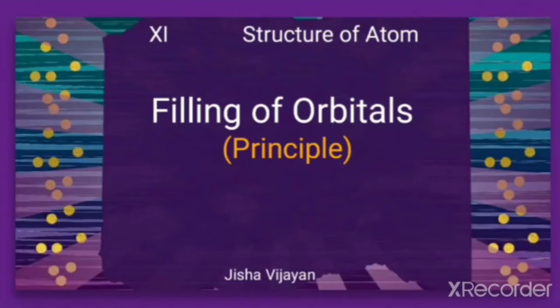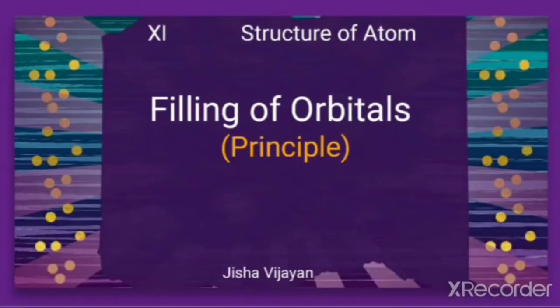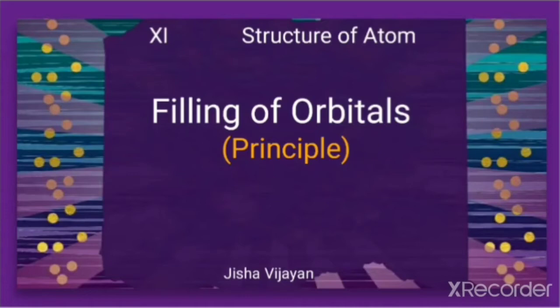Students, as we discussed about orbitals, which are 1s, 2s, 2p, 3s, and so on. But after the discussion of orbitals, we need to discuss how these orbitals are filled. That means how the electrons are filled in these orbitals. For this, some principles are used in order to fill the orbitals with electrons. So we need to discuss these principles. So in this video, we are going to discuss the principles used in filling of orbitals.